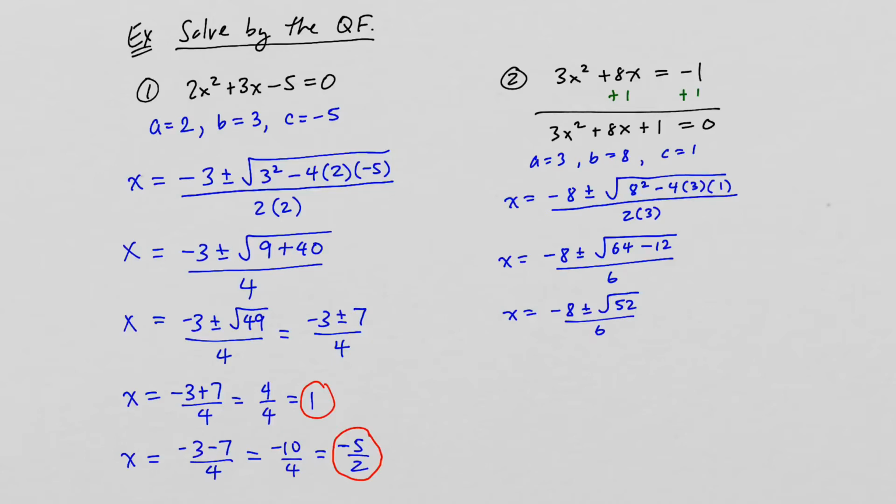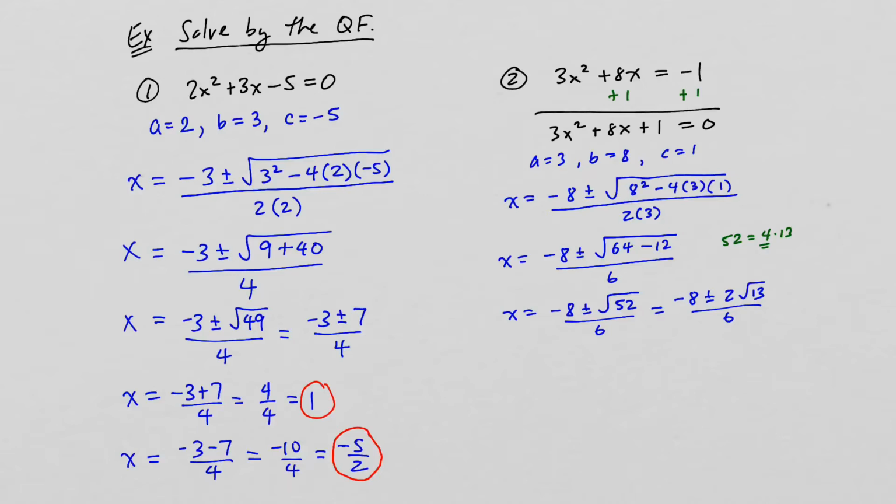And then now we have to simplify this. The important point to make here is do not cancel a common factor between 8 and 6 until you have simplified the radical. Do the radical first. So this is negative 8 plus or minus 2 radical 13 divided by 6. Where this comes from is 52 equals 4 times 13, and you know the square root of 4 is 2.